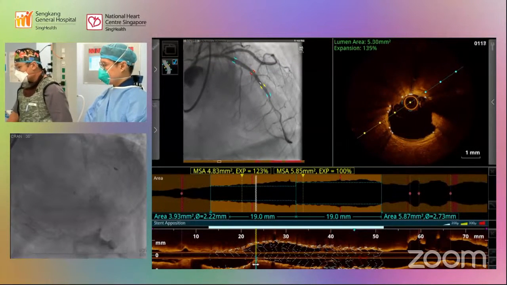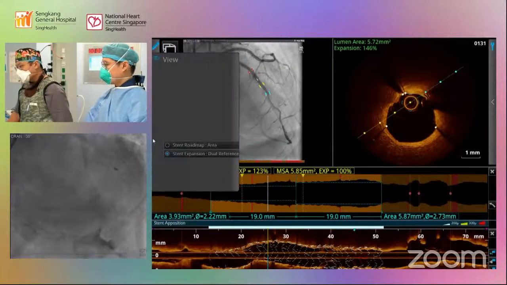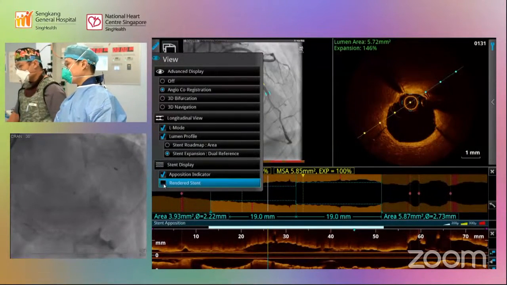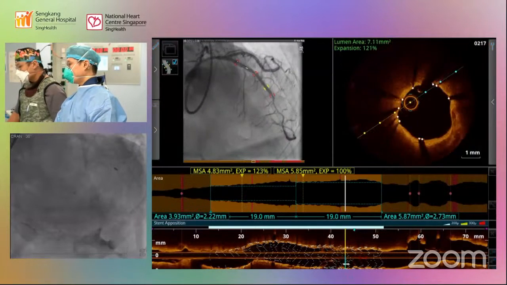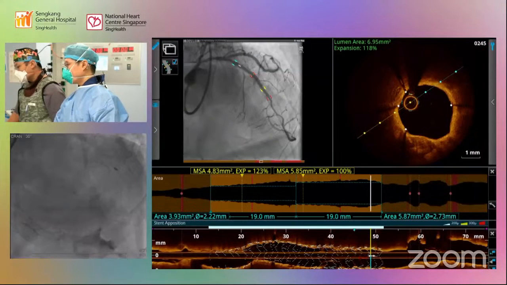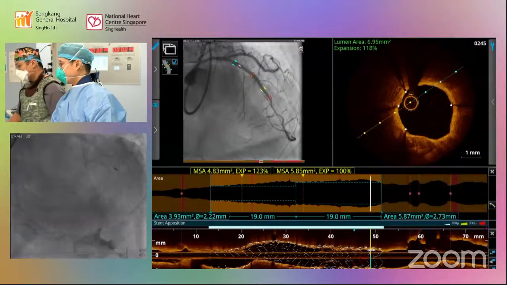A is for apposition. So the OCT software comes with automatic detection of apposition. If you turn on the rendered stent and apposition indicator, it tells you the red dots that you see here on the rendered stent indicate malapposition of more than 300 microns. Yellow dots, malapposition of between 200 and 300. And I believe you can change these settings if you like. But by default, this is what it is.